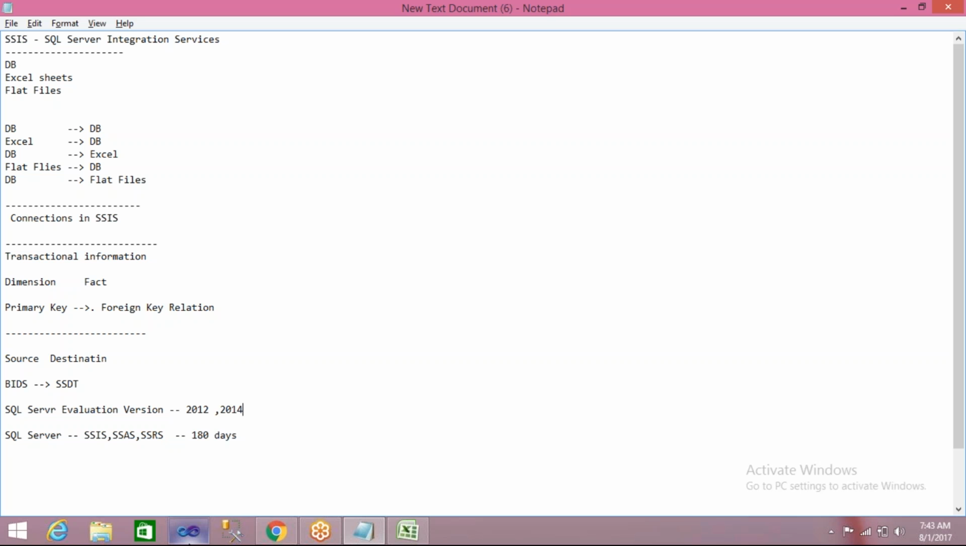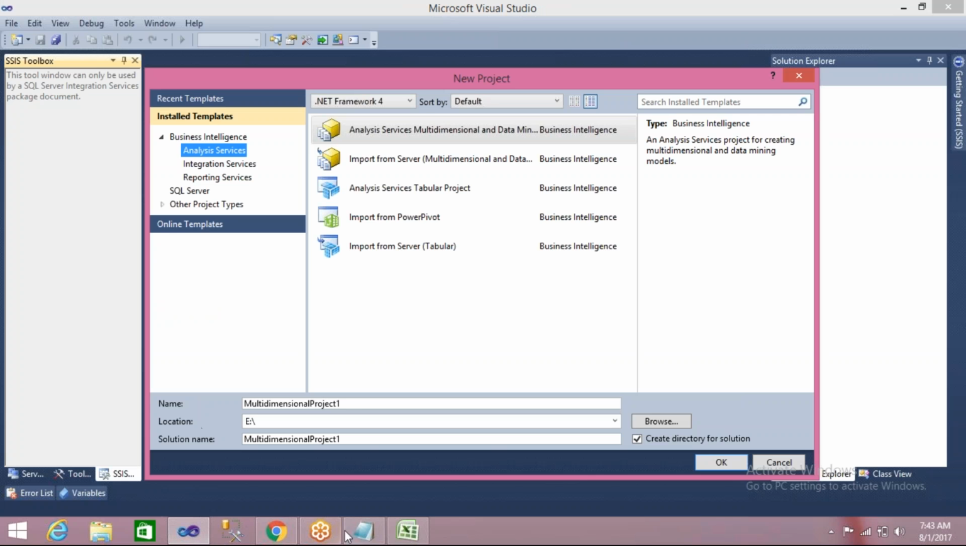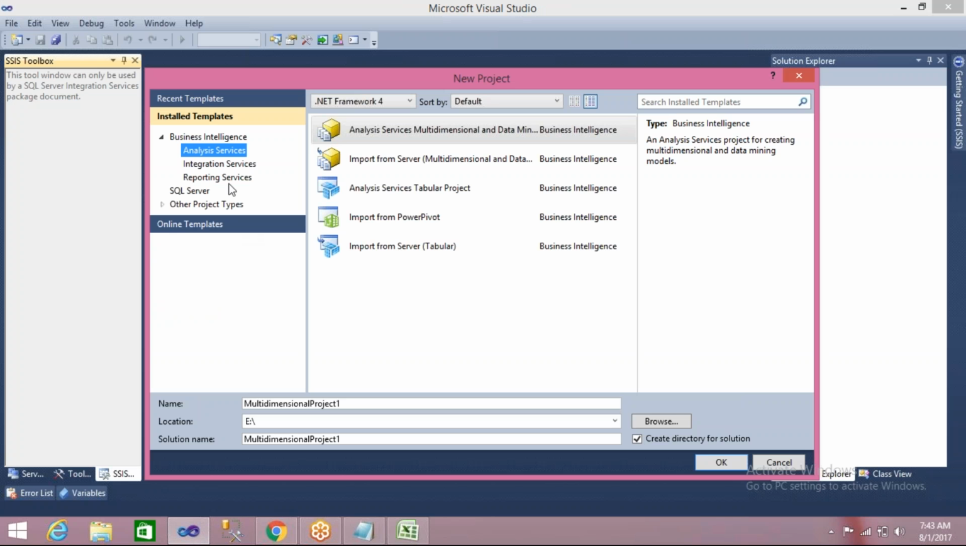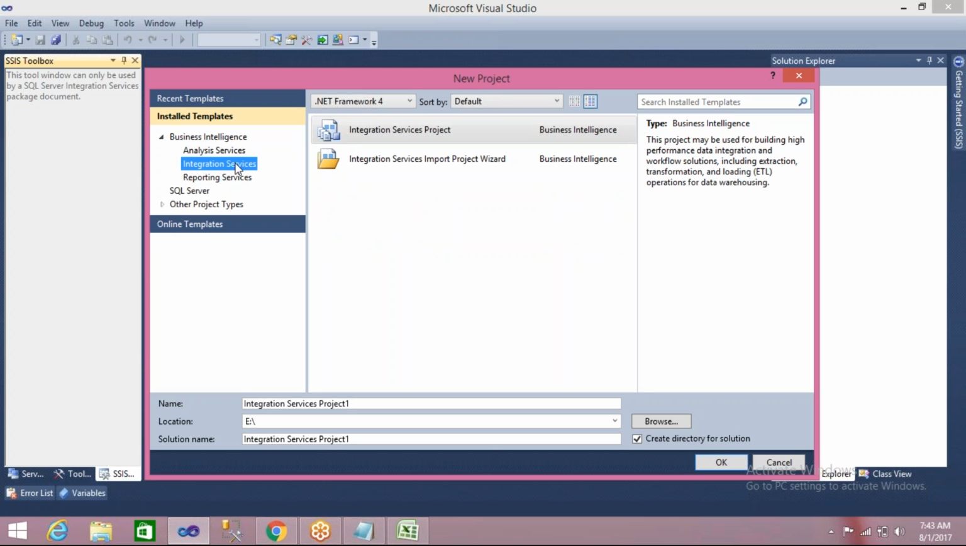Once after successful installation, you are able to see all these three components. At the time of installation, you have to select explicitly whatever required components you want to have in your machine. So let us say now you are going to interact with the integration services. Just select integration services and integration services project.